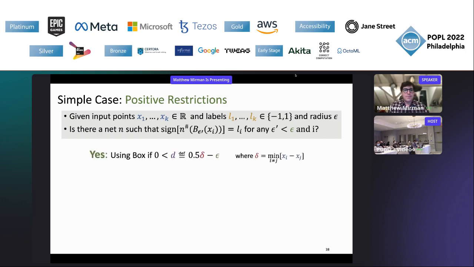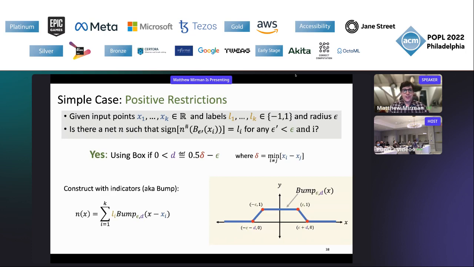So this is possible, provided that the epsilon we're using is smaller than half of the distance between the closest 2 points in the data set. So we can do this by constructing a neural network from a sum of bump functions or indicator functions, where each of these functions is designed to tell you whether the input, or the interval around the input, is within a specific range epsilon.